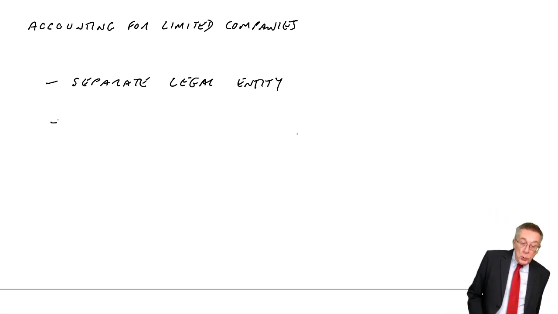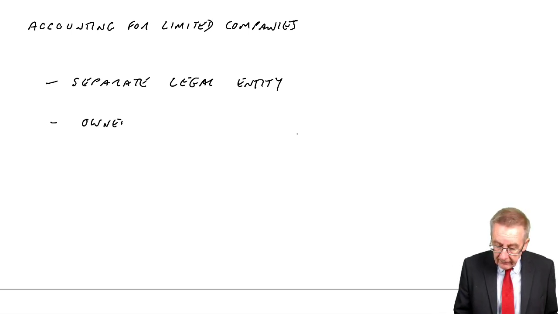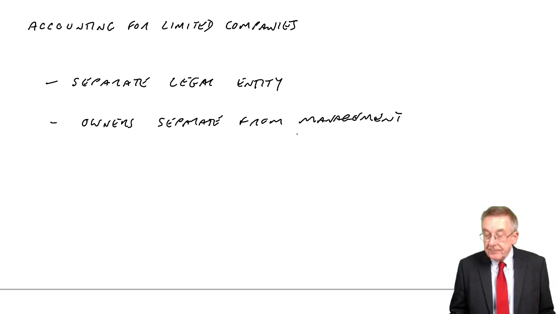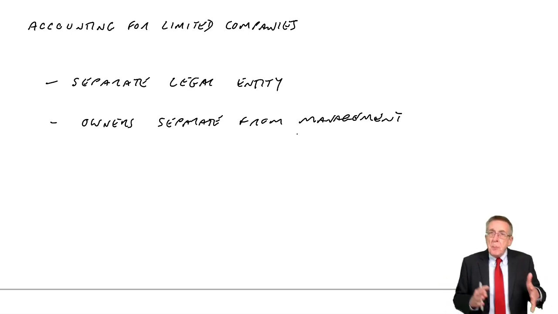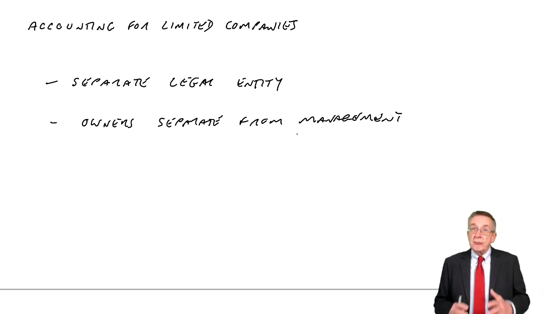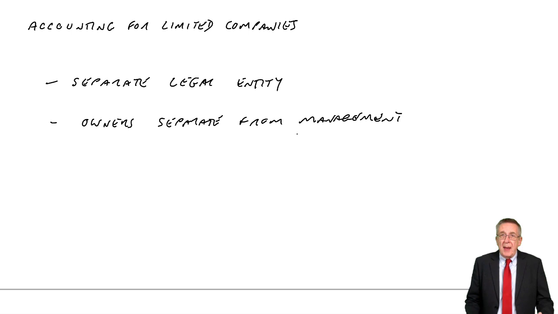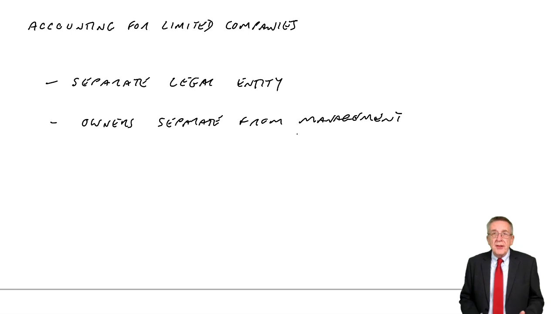Secondly, the owners of the company, we call shareholders, are separate from the management, the directors. So the shareholders own the business. However, they employ directors to actually run the business. And directors are employees. Any wages paid to the directors are an expense of the business, just like any employee. But they are two different things.